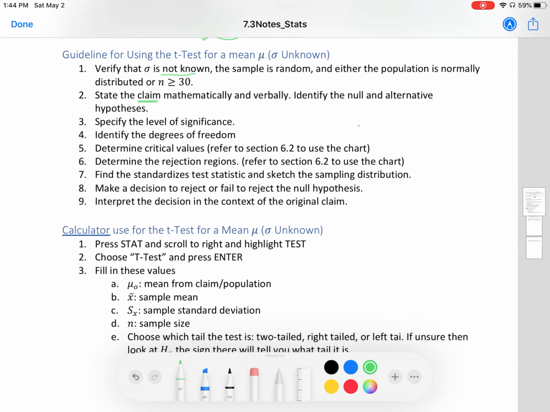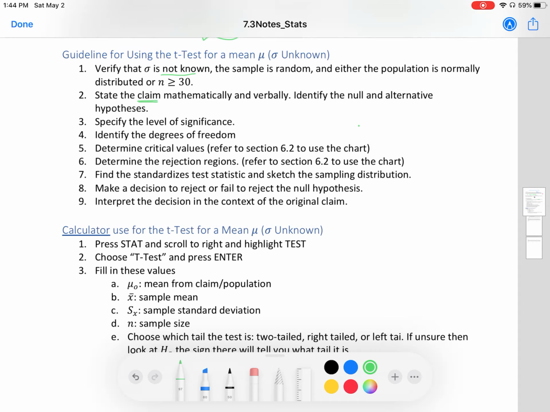All right, so how do we know it's a 7.3 question? Two things. Notice we weren't told it was a population standard deviation. Second, we're given a sample size. Those two things are a big indicator that this is a 7.3 type of problem. All right, let's go ahead and find our claim.